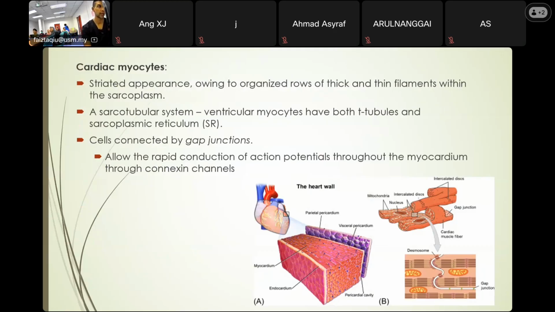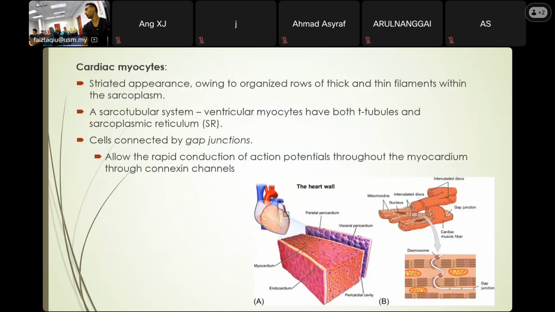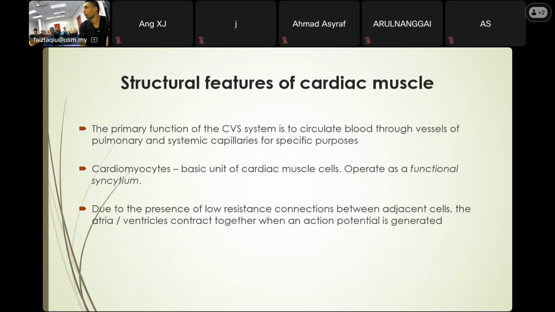They also have the sarcotubular system, with both T-tubules and the sarcoplasmic reticulum. Very important. What is the important point? A low resistance connection between adjacent muscle, especially atria and ventricles, because they have gap junctions. That's why there is connectivity, and then they contract together. Just remember that's a key point. That's a very important key point. Remember that.